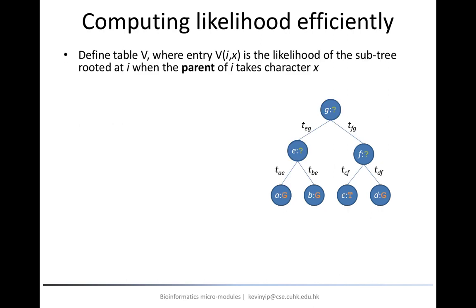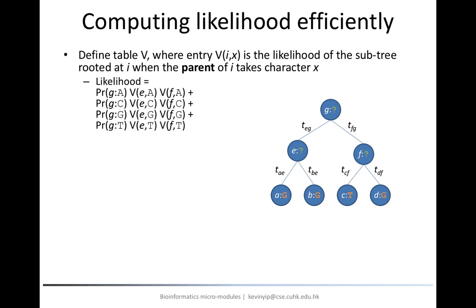Now, let's study the algorithm in detail. As usual, in dynamic programming, we need to define the DP table. In this case, the DP table is called V with two parameters, I and X. Entry V_I,X is defined as the likelihood of the subtree rooted at node I when the parent of I takes nucleotide X. With this definition, we can see that the overall likelihood is simply the sum of 4 terms, corresponding to the 4 choices of the nucleotide at the root and the corresponding likelihoods of the left and right subtrees.